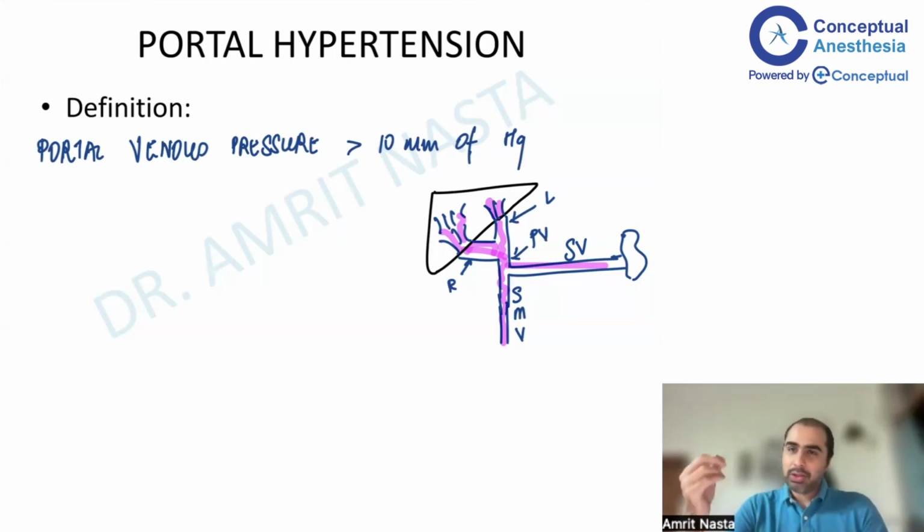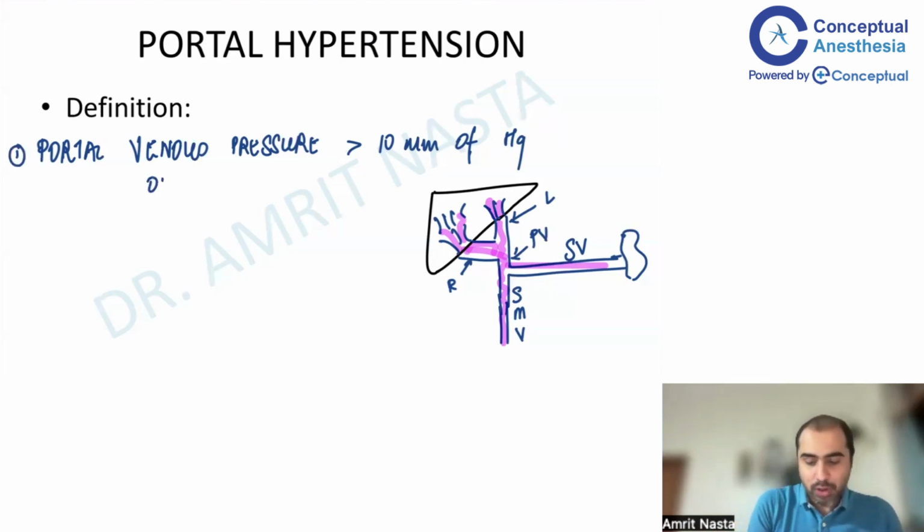Now, obviously, it's not like measuring your brachial artery pressure, right? How do you measure portal venous pressure? You have to put a catheter in the portal vein. Quite fancy. Who's going to catheterize the portal vein? So there is a pressure which can be measured, which is a proxy of portal venous pressure, which is the second definition of portal hypertension. It is called HVPG.